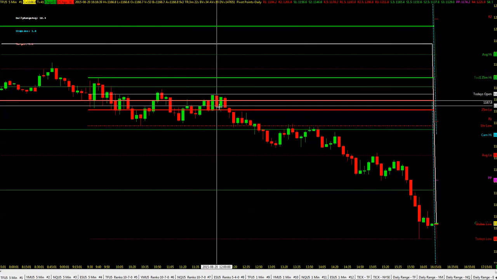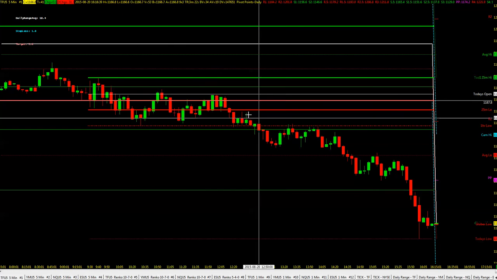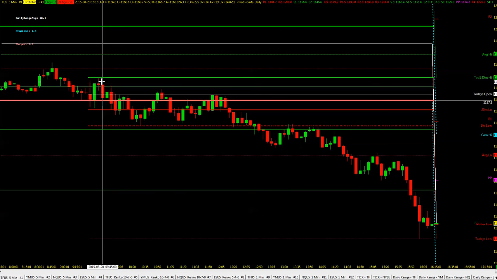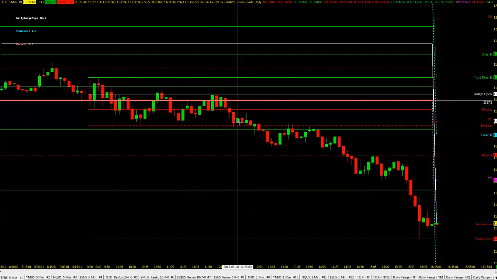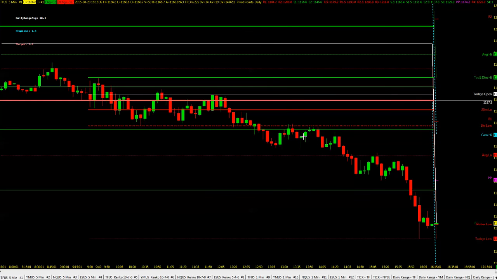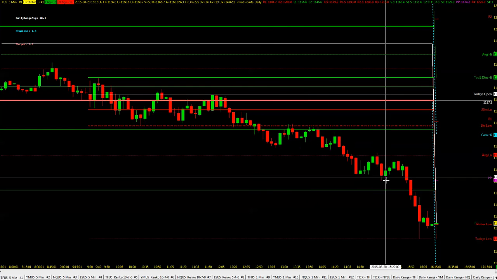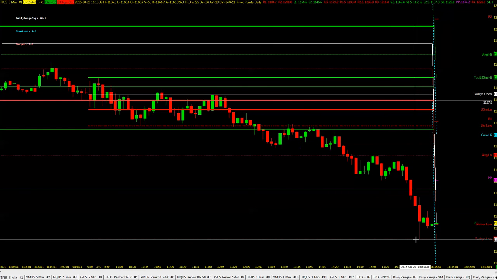So, again, you could have taken your short knowing that the bias was to the downside, but that's not how I trade. I look for the intraday setup, but being that the bias was to the downside, eventually an opportunity came as we broke down below each level all the way down to today's low, which was a nice drop in the market here on the Russell.